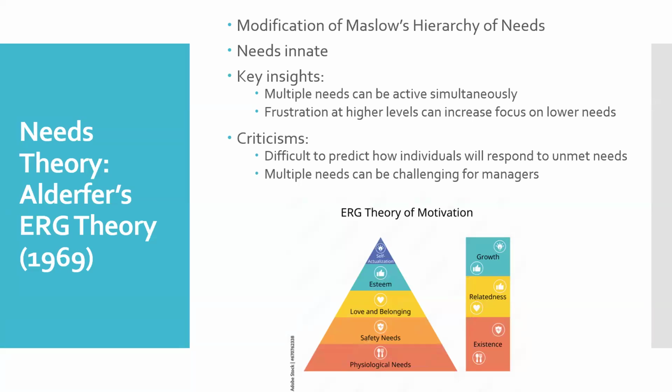So, criticisms of this theory: it can be difficult to predict how individuals will respond to unmet needs. In this theory, it's even more difficult than McClelland's theory of needs because there's not necessarily one need that dominates. So it's difficult even for supervisors to determine what might motivate an employee if all three of these needs are always existing, but maybe at different levels in different contexts at any one time.